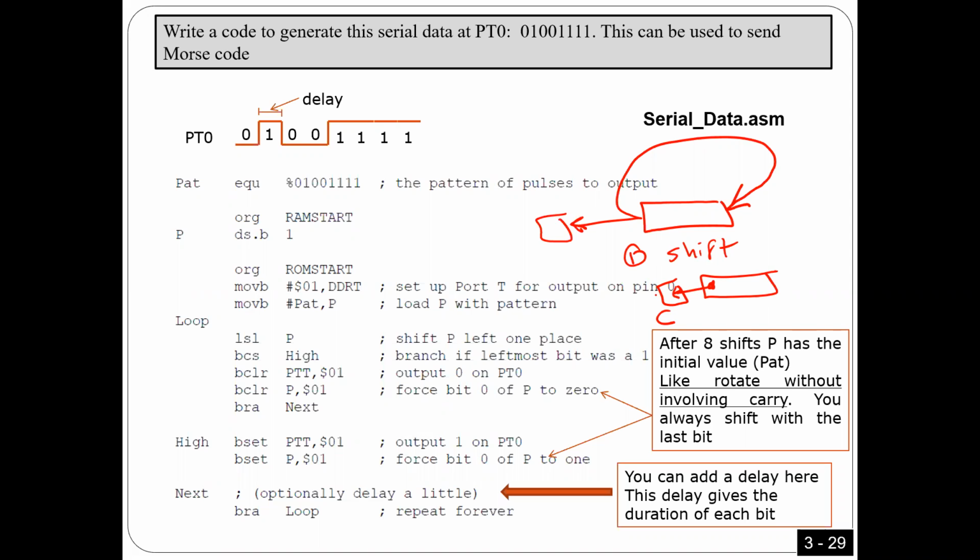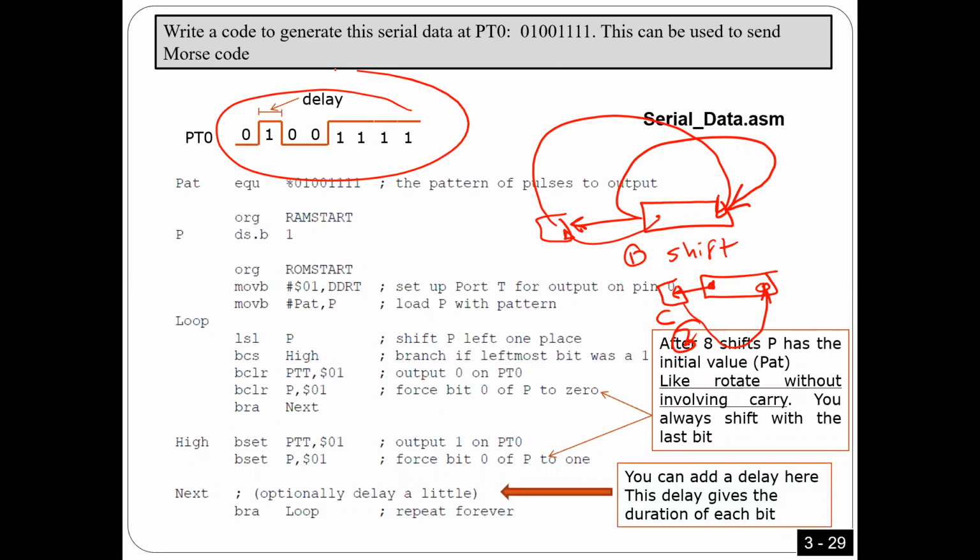Now, number 2, if the carry is 1, I'm going to write 1 here, and if the carry is 0, I'm going to write 0 here. That means I'm going to copy the carry to here. You got what I'm saying? So again, guys, what I did is the following. I shift. When I shift, this bit has to go to the carry, and then I copy this bit back to here. It means after 8 iterations, I'm going to get the same pattern again.